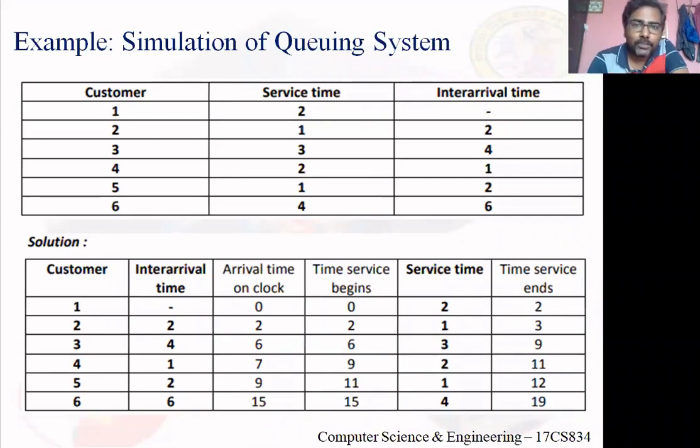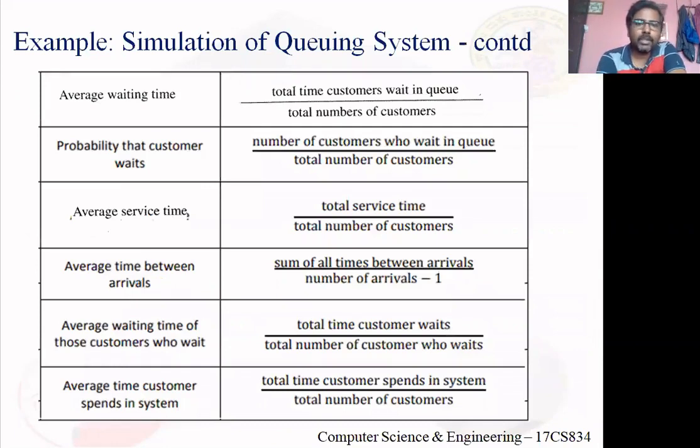So it's very important. Listen, average time between arrivals, that is average inter-arrival time, is nothing but sum of all inter-arrival times divided by number of arrivals, 6 arrivals minus 1. Got it? So usually students will make a mistake in this. The denominator they will fix as 6, but that is not 6 in this case. It is 5. So average waiting time of those customers who wait means you determine the total waiting time, divide by 2 in this case because 2 customers have been made to wait, right?